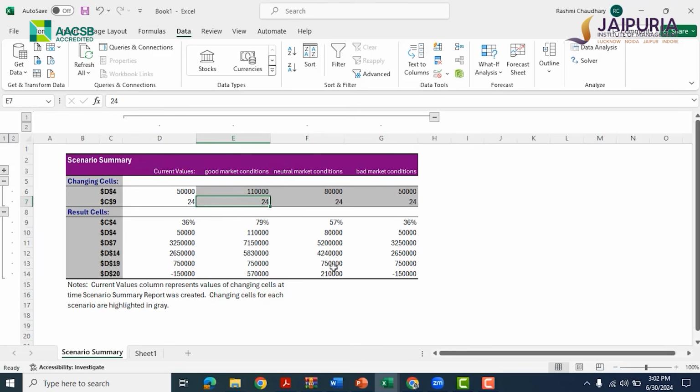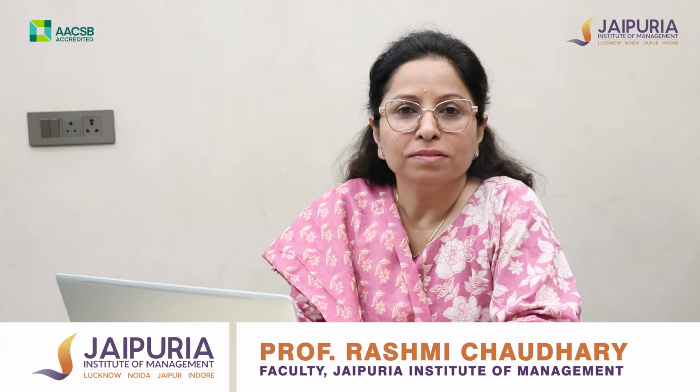When you go to neutral market conditions, you are earning a profitability of 2,10,000, and in the bad market conditions, you are selling 50,000 units and you are incurring a loss of 1,50,000 rupees. That was all about the what-if analysis tool. Thank you.